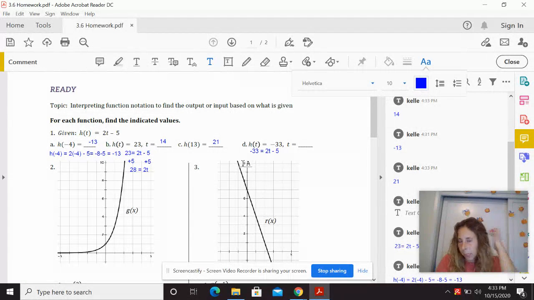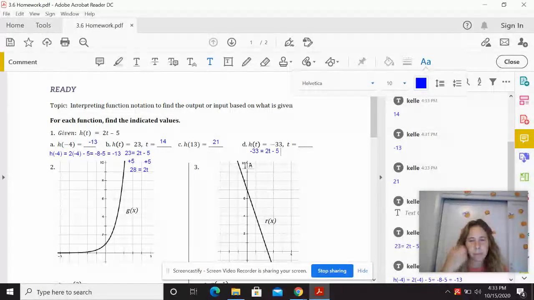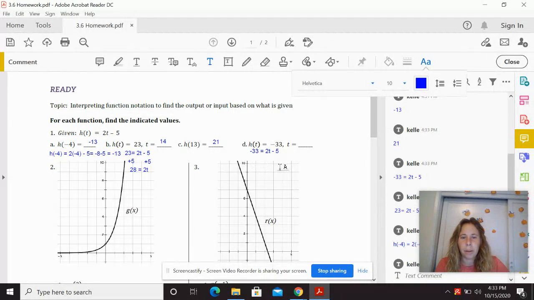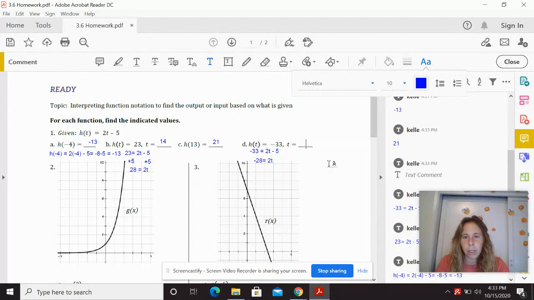You would add 5 to both sides, and that would be negative 33 plus 5 is negative 27. No, it's not. It's negative 28. There we go. I was like, that's not going to give you an even number. Negative 28 equals negative 5 plus 5 would be 0, so there's 2t, and then you divide both sides by 2, so you would get negative 14.